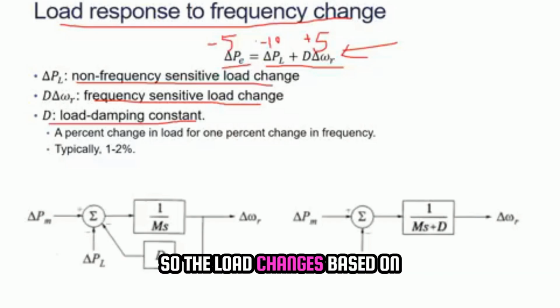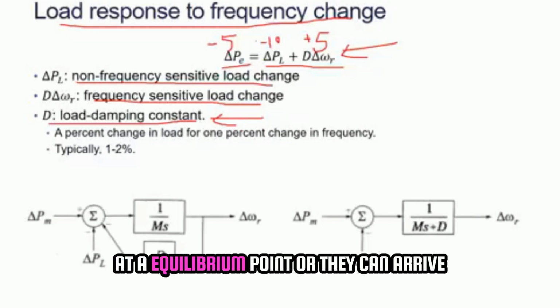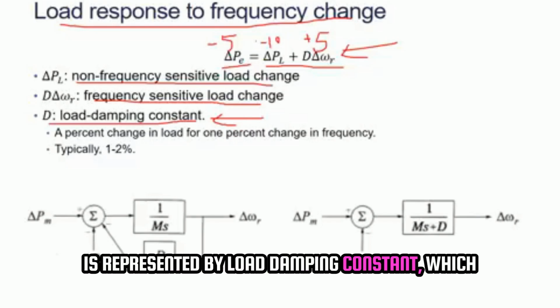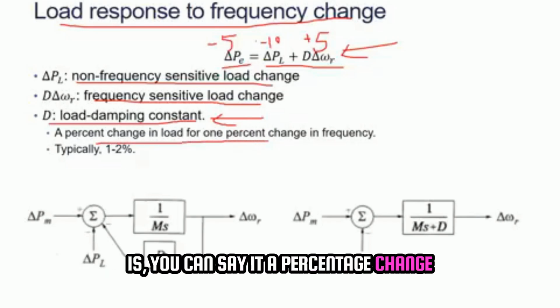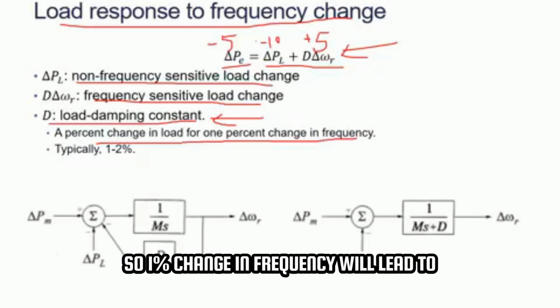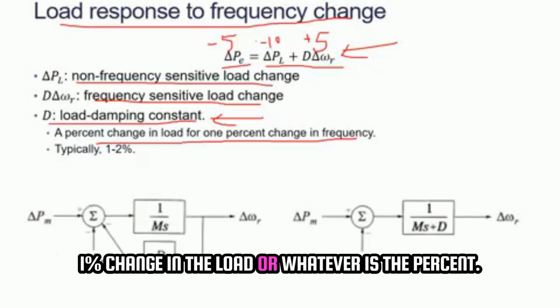Similar to voltage, the logic we gave for voltage is valid here also. So the load changes based on the change in the frequency, and therefore for every load there is some damping constant. They naturally arrive at an equilibrium point, or they can arrive at equilibrium after some oscillations. So this change is represented by the load damping constant, which is the percentage change in load for 1% change in frequency. So 1% change in frequency will lead to 1% change in the load, or whatever the percent is.